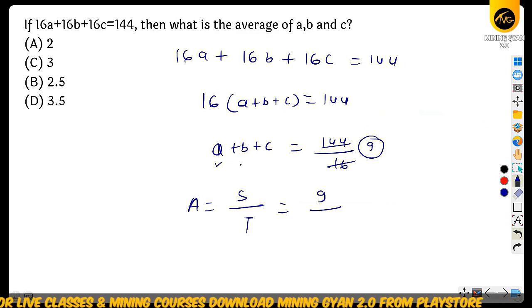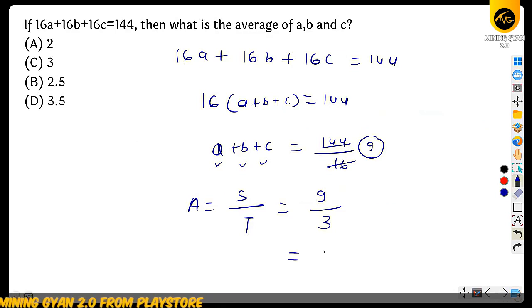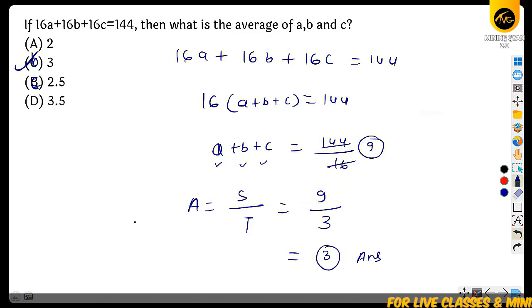That means a is the first, second, and third, so we have 3 elements. So that means 9 divided by 3, and the answer will be 3. So option B, or we can say that 3 is the correct answer.